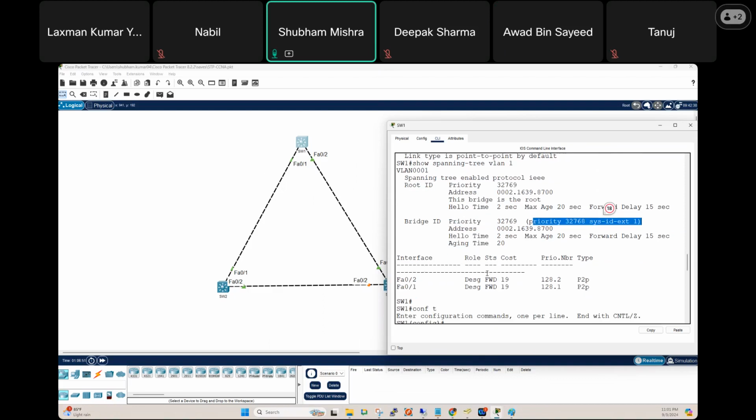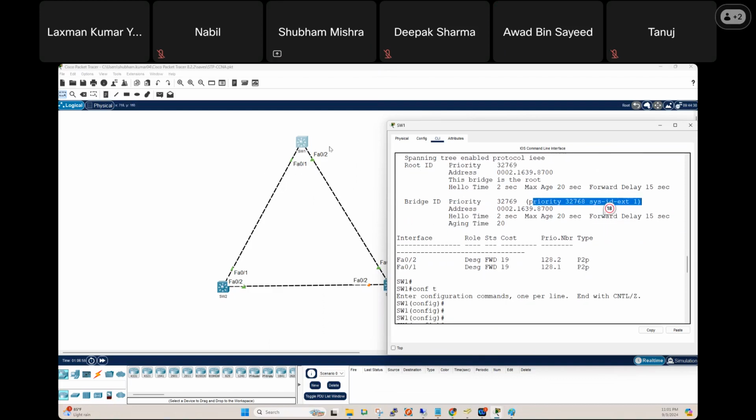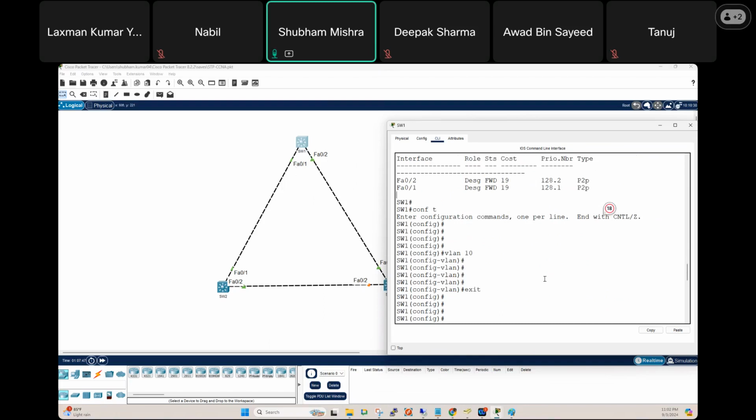Now, how many interfaces are there? FastEthernet 0/1 and 0/2. And what is the port role? Designated port, or DP. What is DP? I told you every port of the root bridge is called DP, so both ports are designated. And what is the state? Forwarding state. Both designated port and root port states will be forwarding. Please remember this. Now, we are using FastEthernet links, so what is the cost? 19. And this is the port ID: 128.1 and 128.2. Is everyone clear?